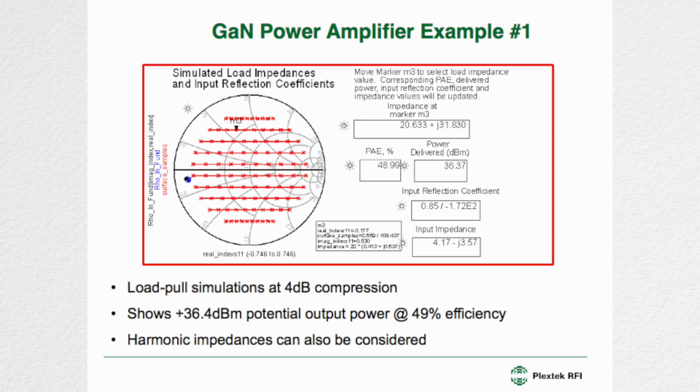What we have here is at the 4 dB compression point, and to be honest with you, for the GaN transistors, if you really want to get the most out of them in terms of power and PAE, you need to drive them a little way into compression. We're seeing 36.3 dBm of output power and 49% PAE.